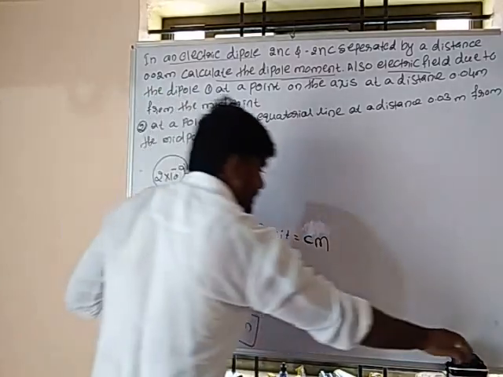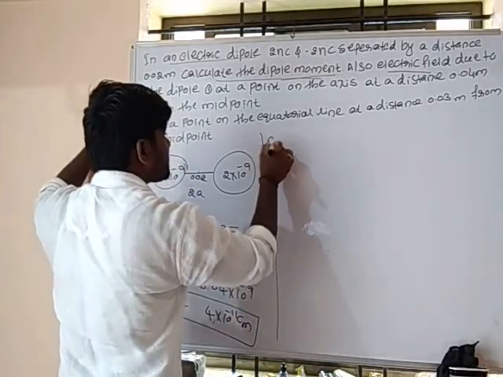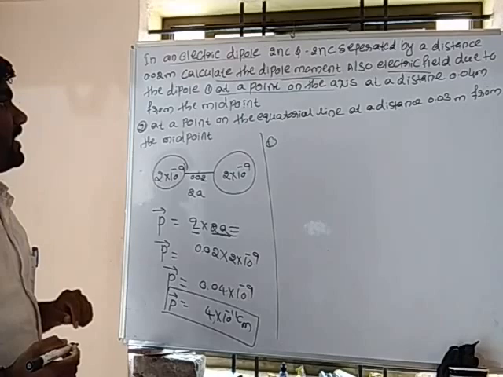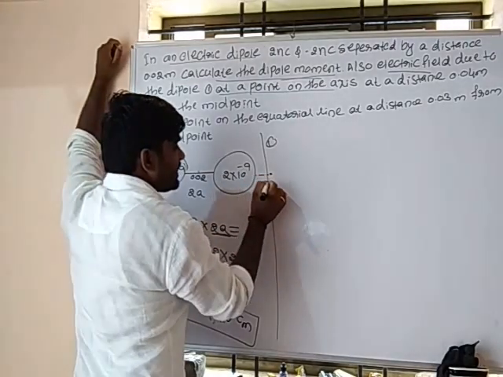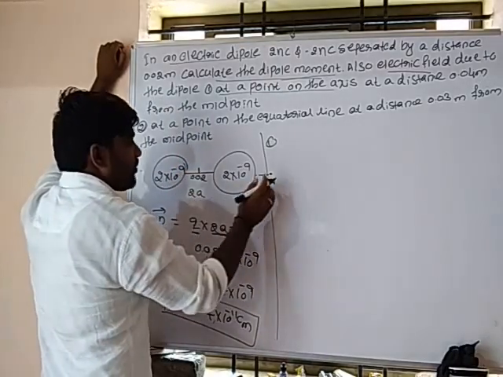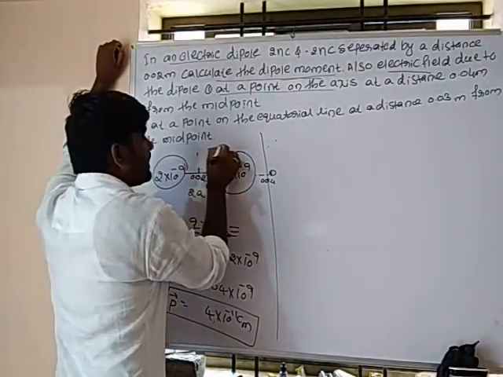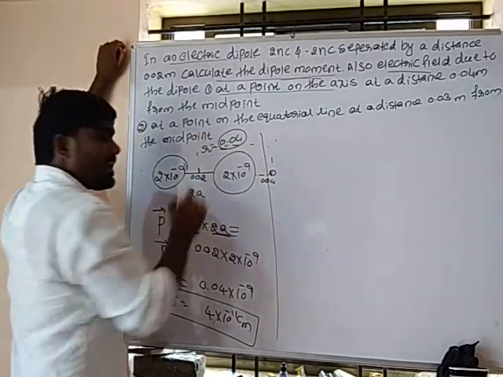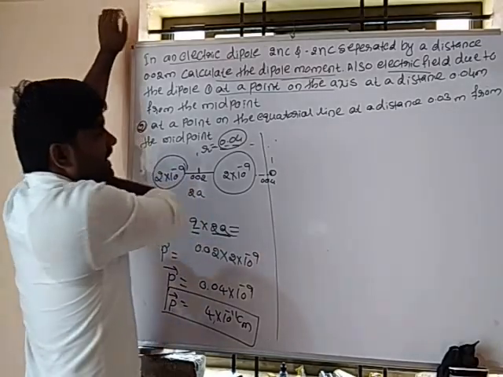Then next, what do I want to calculate? First one, at a point on the axis at a distance of 0.04. See here, from the midpoint the distance is 0.04. If I want to calculate the electric field at this point, the distance given, 0.04, will be your R. R is equal to 0.04. Then calculate this.